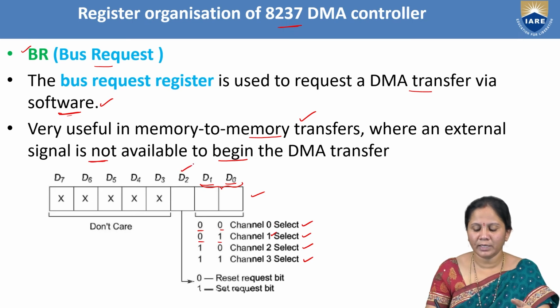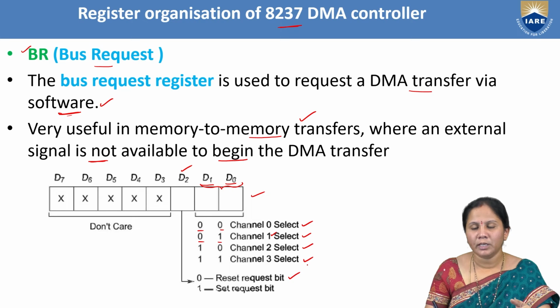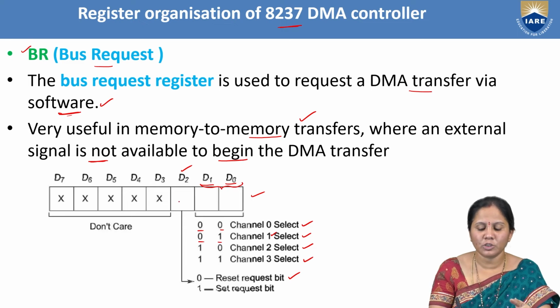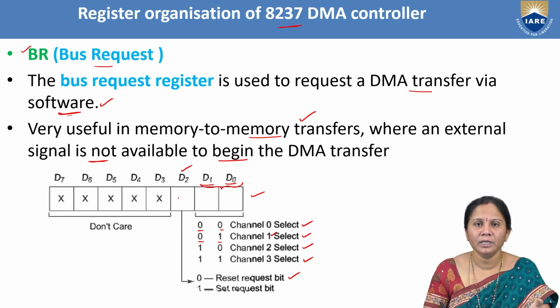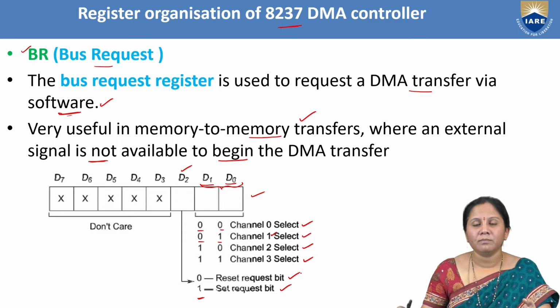And the next D2 bit is the request bit. So if this is set to 0, reset request bit. That means though there is any channel requesting the bus, if this bit is 0, that request will not be sent to the DMA controller from the channel. And if this bit is set to 1, the request bit will be set and the channel can be requesting the DMA controller for the DMA transfer type.